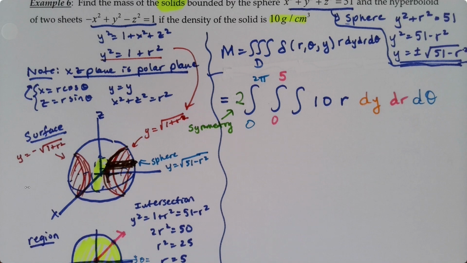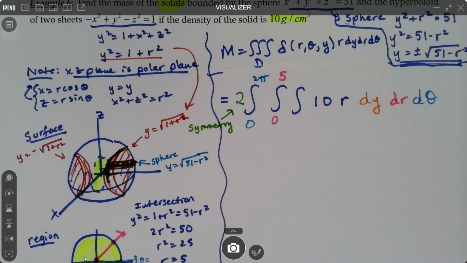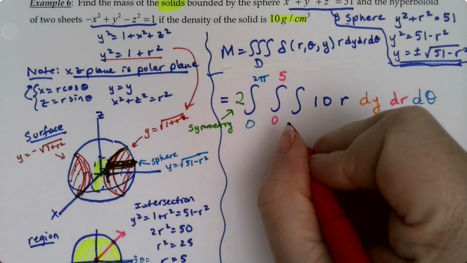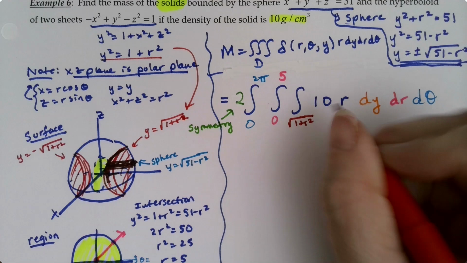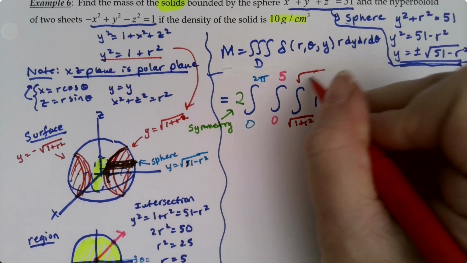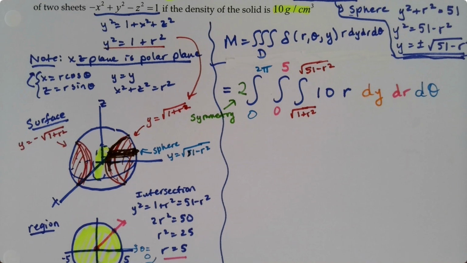If you look at the picture in Maple, you can kind of see it better. You're going from the red bit out to the aqua bit, right? There's a column stacked in there. So then that means we're going from the square root of 1 plus r squared out to that sphere, which is the square root of 51 minus r squared. All right, so at this point, we're off to the races.